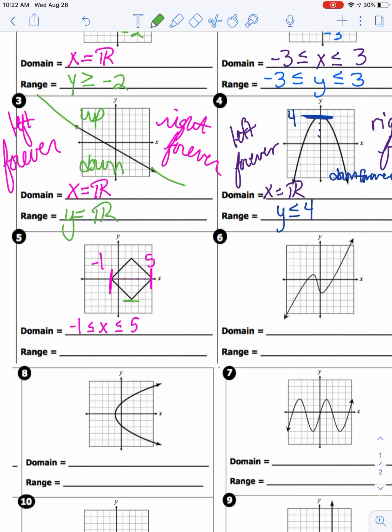Let's see, 1, 2, so it's -3. 1, 2, that's +3. So I do -3, +3, y is in between them, less than or equal, less than or equal. And we always do the lowest first, okay?